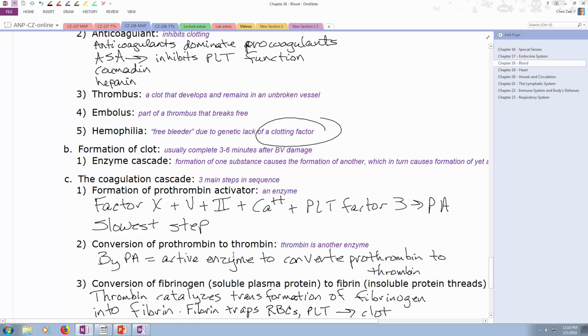Now let's talk about this formation of a clot. It involves what's called an enzyme cascade. A cascade is meant to tell you that this event will then cause the next event to happen, which will cause the next event to happen.